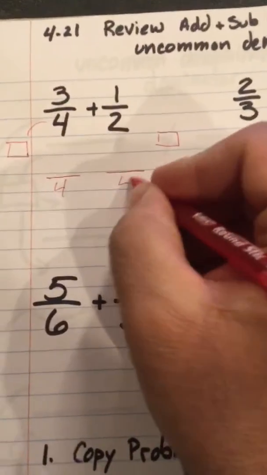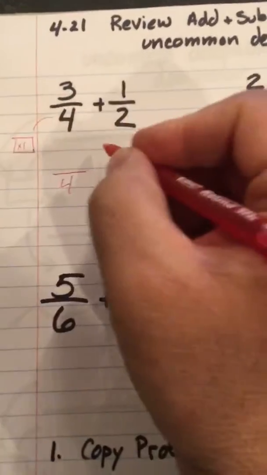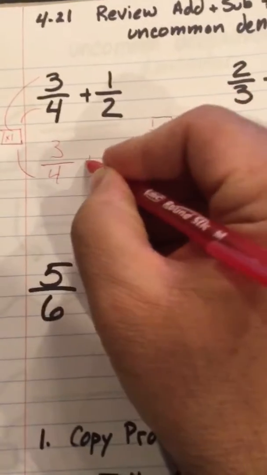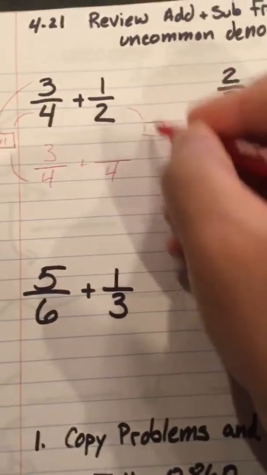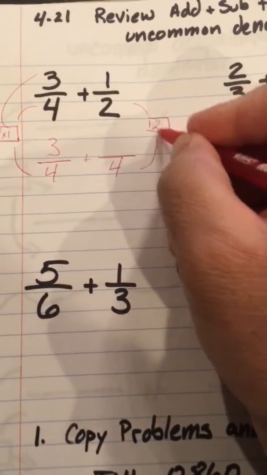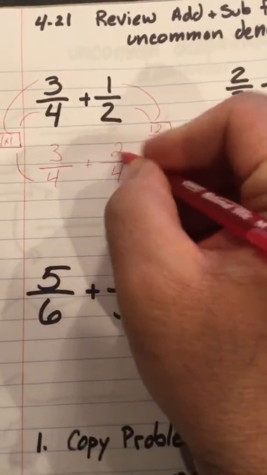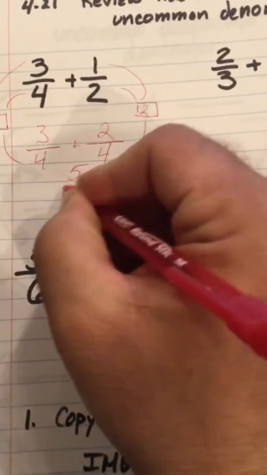So 4 times what gives us 4? Times 1. 3 times 1 is 3. 2 times what gives you 4? 2. 1 times 2 is 2. So what's my answer? 5/4.